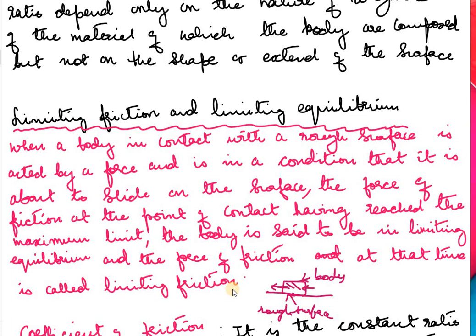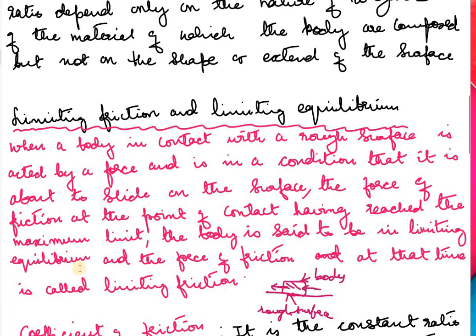Having reached the maximum limit means that at the time when the body is about to slide, the force of friction has reached the maximum limit such that it will oppose the sliding of this body. At that point the body is said to be in limiting equilibrium, and the force of friction at that time, when it has reached the maximum limit to oppose the sliding of this body, is called the limiting friction.